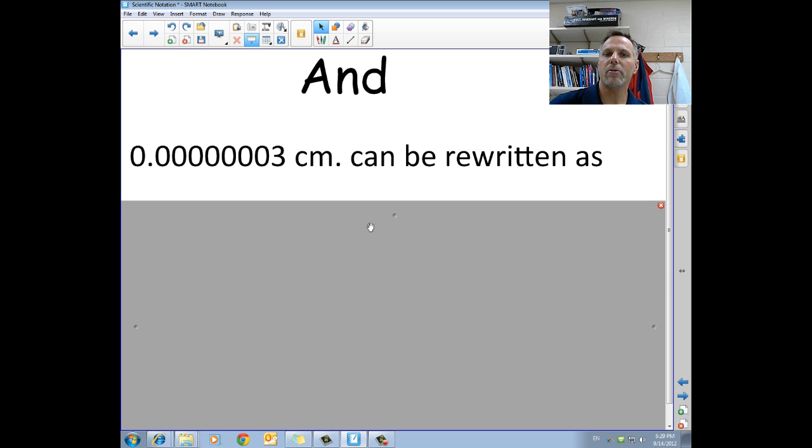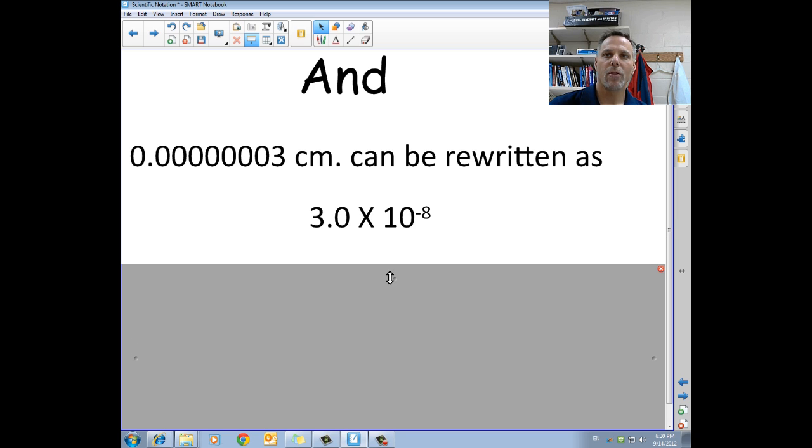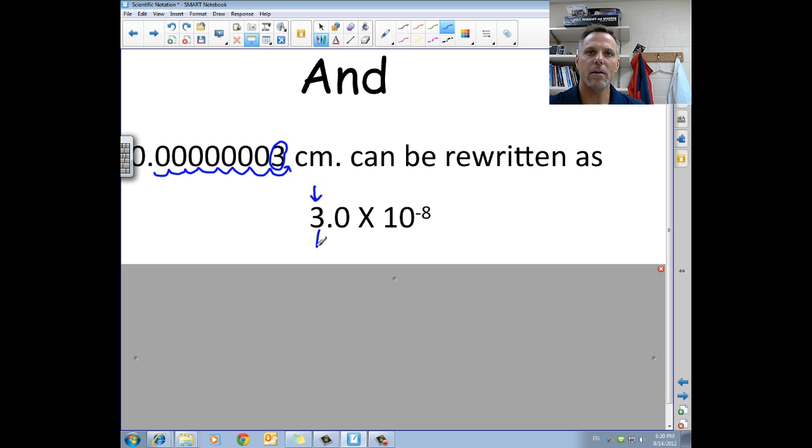And if we take a look at that other number, 0.00000003 centimeters, we can rewrite it as follows. 3.0 times 10 to the minus 8th. Again, if we take a look at this number, we are going to be going 1, 2, 3, 4, 5, 6, 7, and 8. Why 8? Because this number has to be right here. That's between 1 and 10.